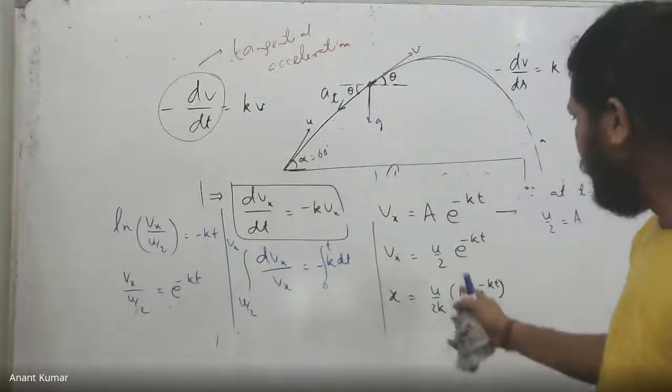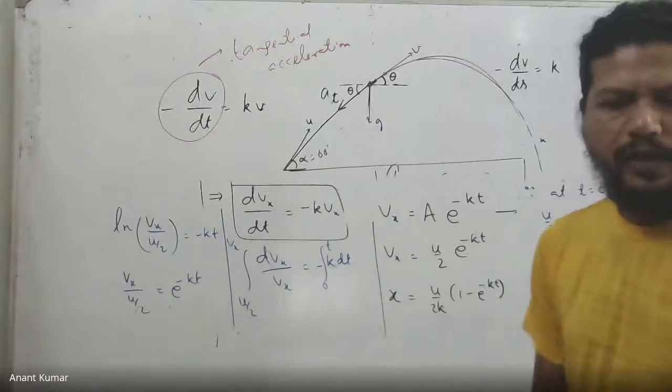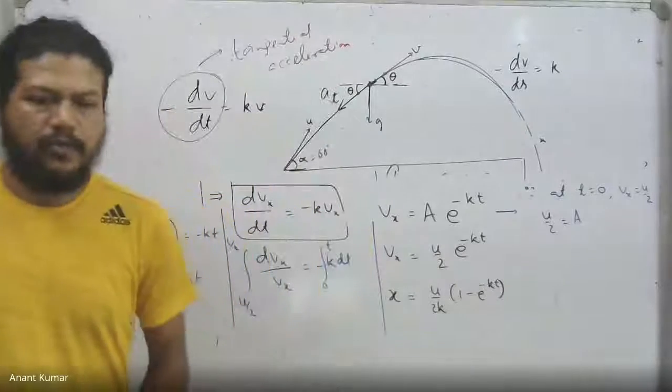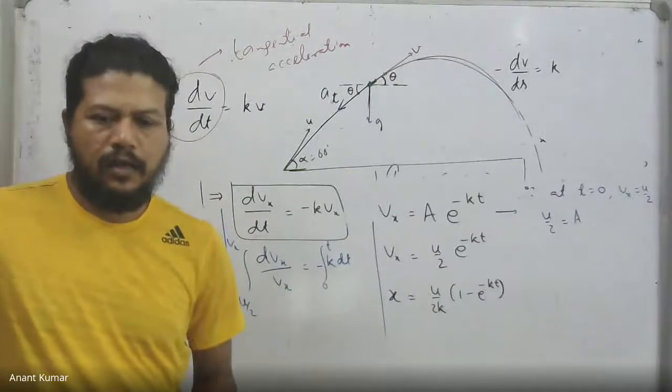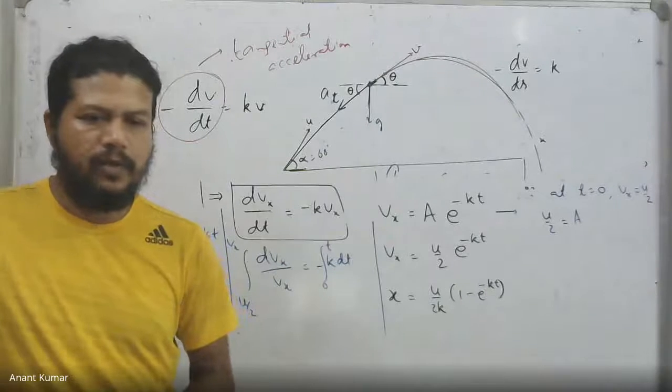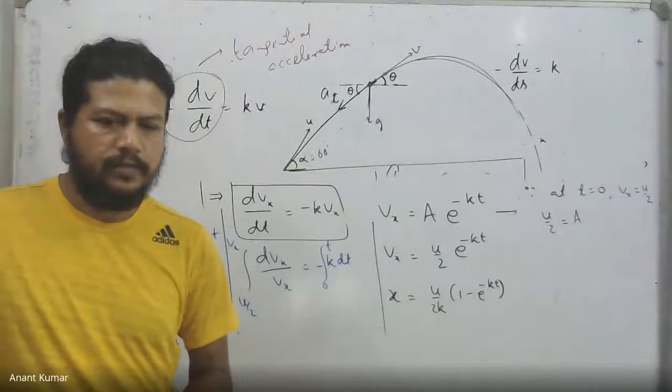It's a simple matter of integration. This entire thing, e power minus kt. If you integrate, what do you get? Can you tell me what the integration of e power minus kt will be with respect to time?